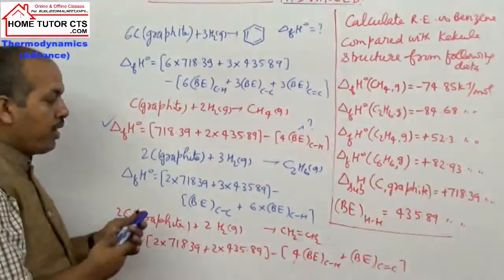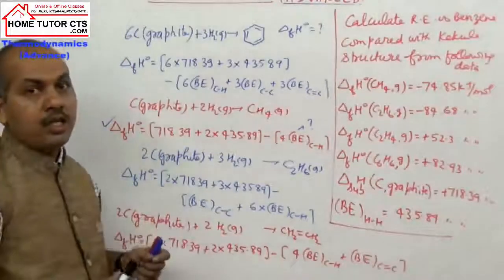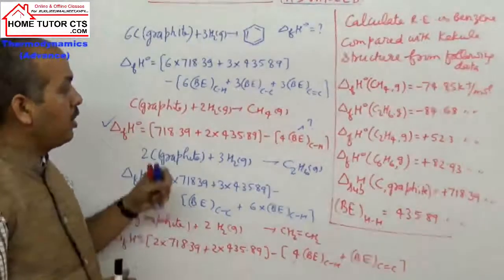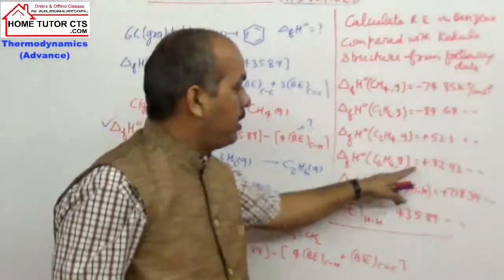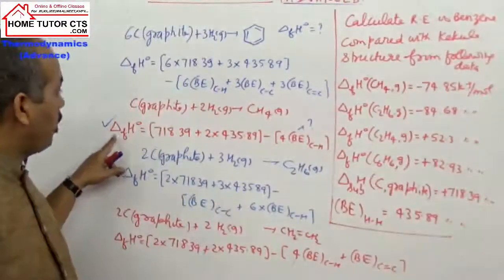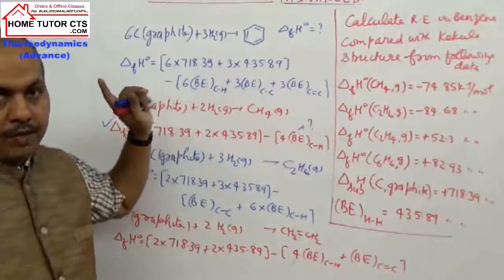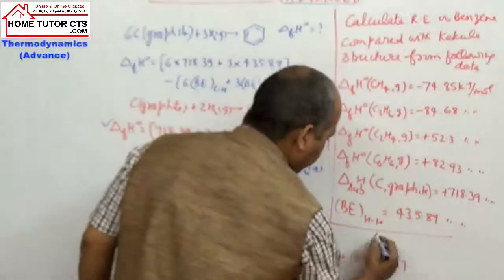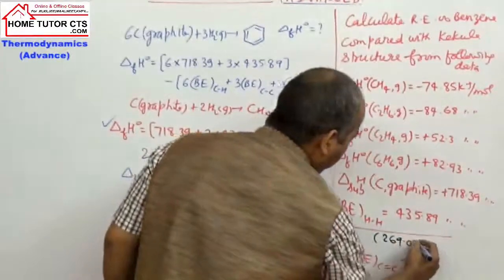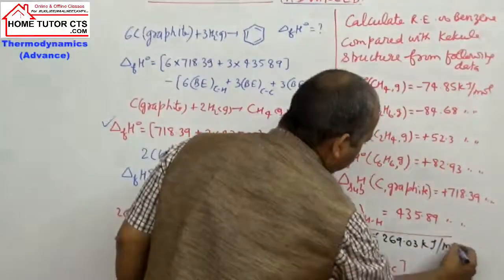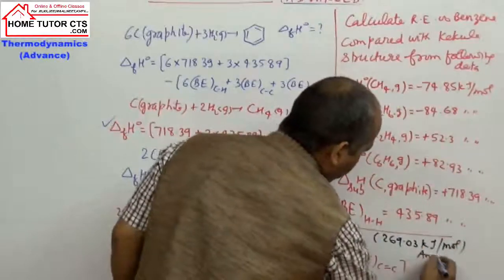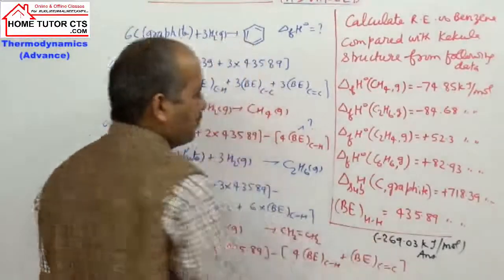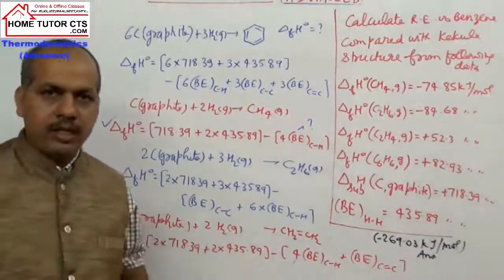The difference of the 2 values gives the molecule's resonance energy. So after calculation you can find how much resonance energy the molecule has: the experimental heat of formation minus the theoretical value we got. The difference is your answer, and the answer should come to 269.03 kilojoules per mole. You check by calculating it; the sign will come out negative in this case. This value you can find out here, and that is your answer.